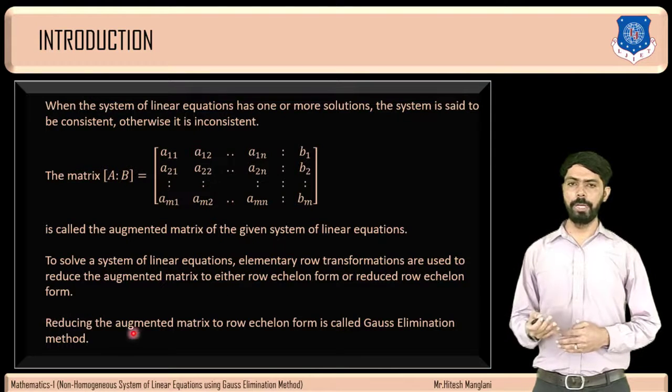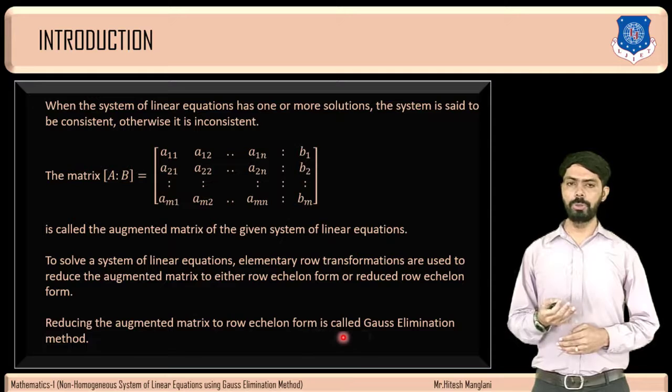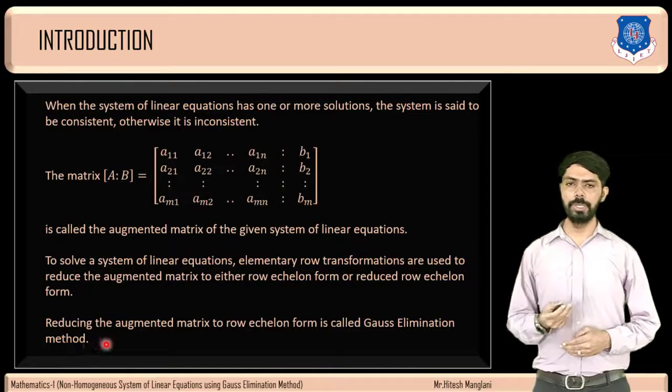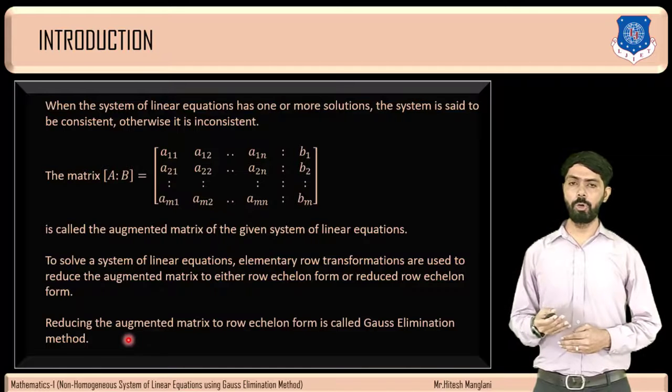Now reducing the augmented matrix to row echelon form is called Gauss elimination method. So in Gauss elimination method, we will convert the augmented matrix into row echelon form with the help of elementary row transformations.